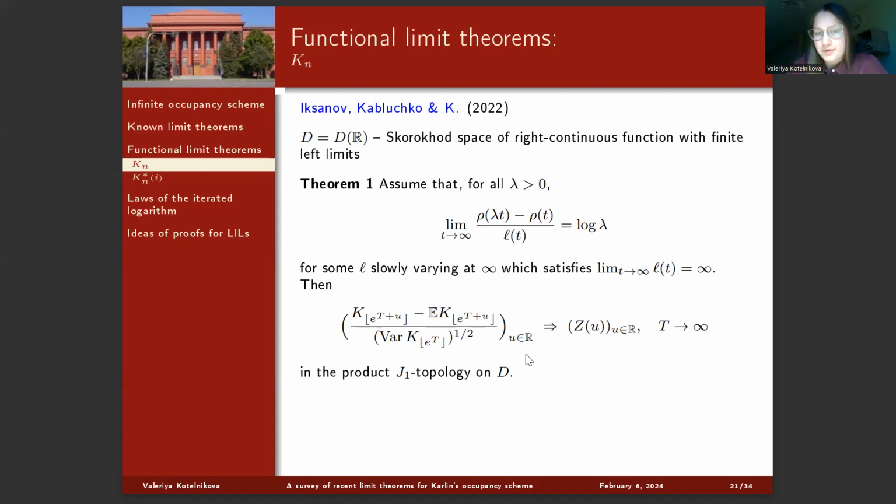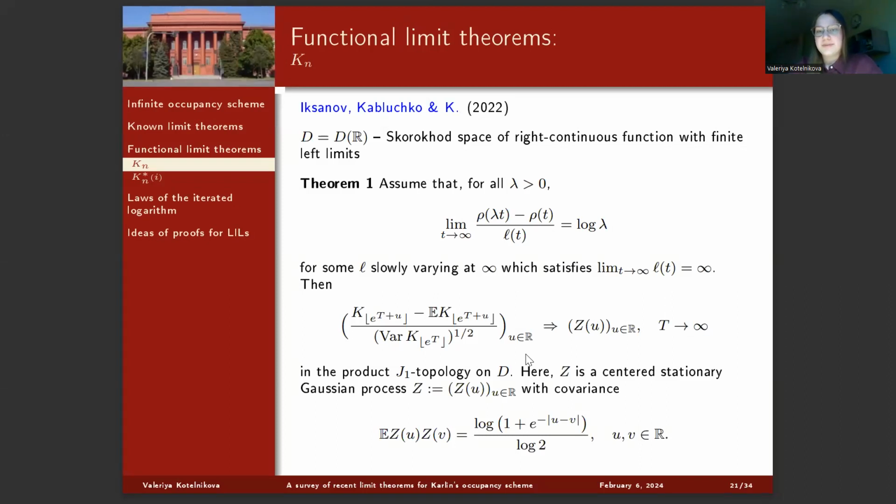And what do we know about the limit process Z? That it is a centered stationary Gaussian process, and we found its covariance function, which is enough to define a Gaussian process. You can see the covariance function on the slide, and also in this paper you can find an integral representation for the limit process Z.